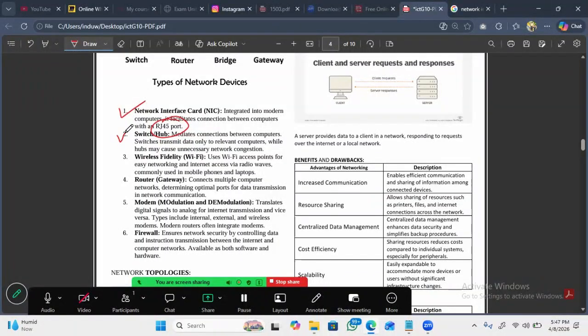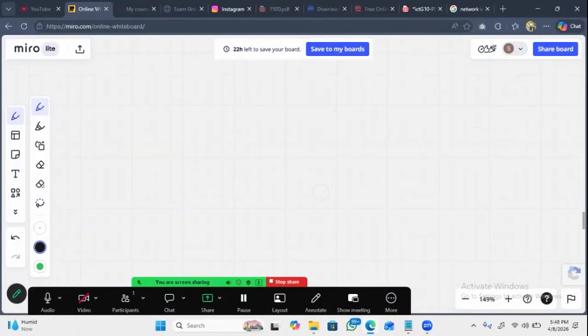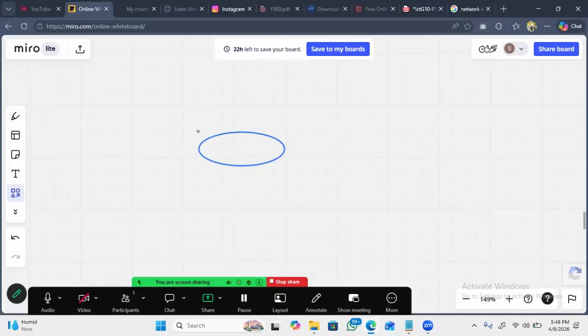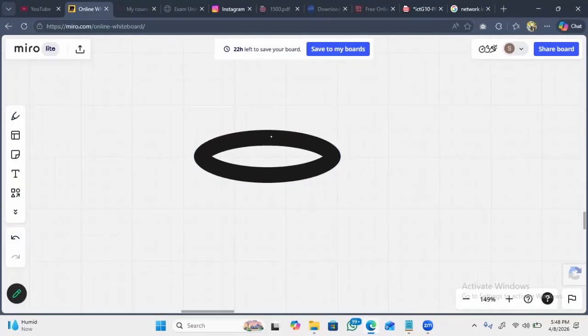Switch or a hub. And here there's a difference. Switch or a hub, we have a small difference here. Now, assume you have a switch.